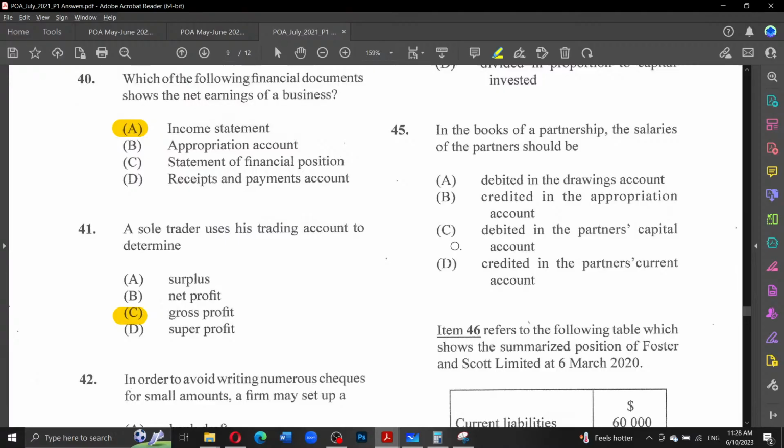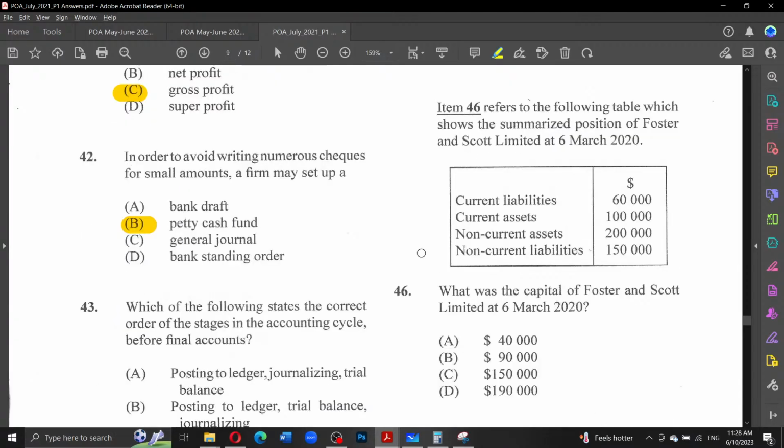Debit, as in the company's money, the profit rather, is reducing. Debited in the partner's capital account means that the capital is decreasing, but the partners are receiving a salary, right?